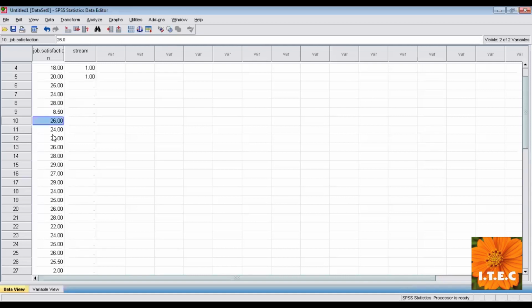Suppose I have so many. Let us enter the data of the stream. I am entering just randomly, but you have to enter whatever is the stream. So I have entered the data.